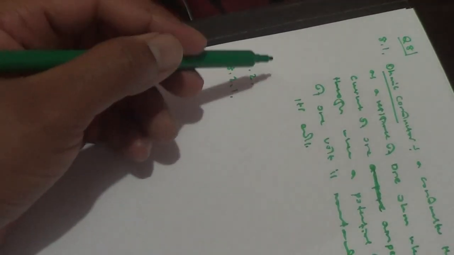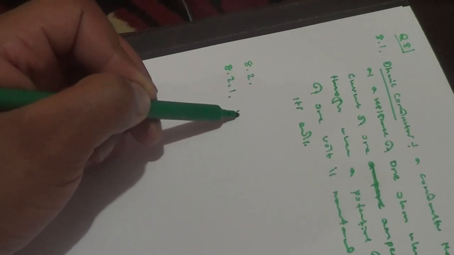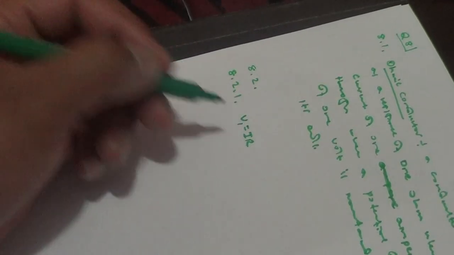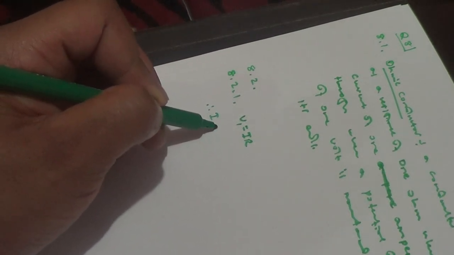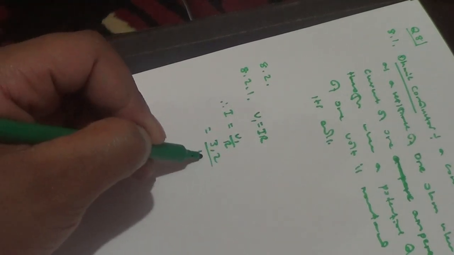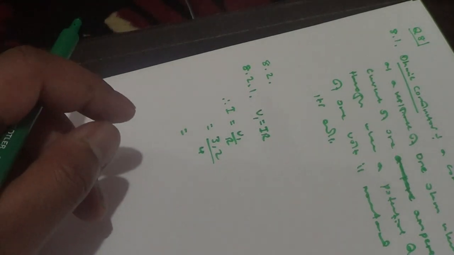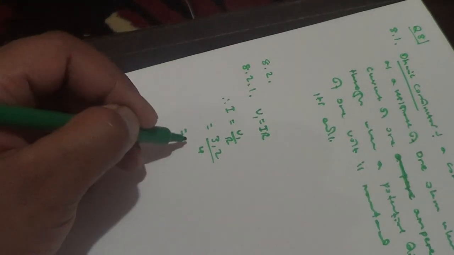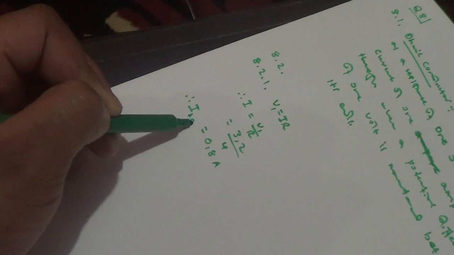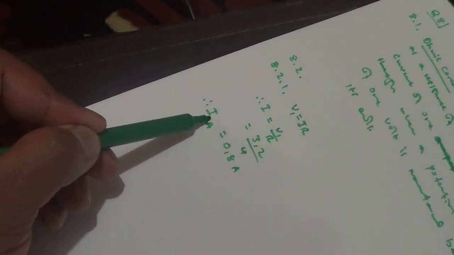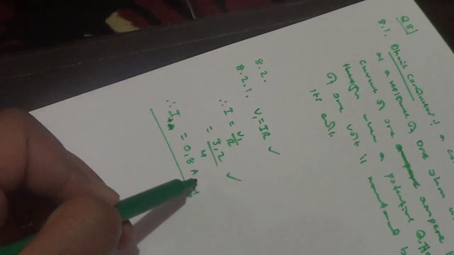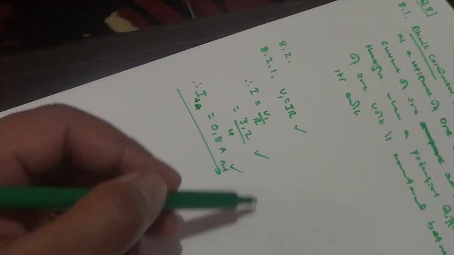8.2.1, let's move. We know that V1 equals IR, therefore I total is V1 over R, which is 3.2 divided by 4. 3.2 divided by 4 gives me 0.8 amperes. So therefore I total, because that's the total current, equals 0.8 amperes. That was easy, not a big deal. Usually you get your marks for the formula, the correct substitution, and the answer.